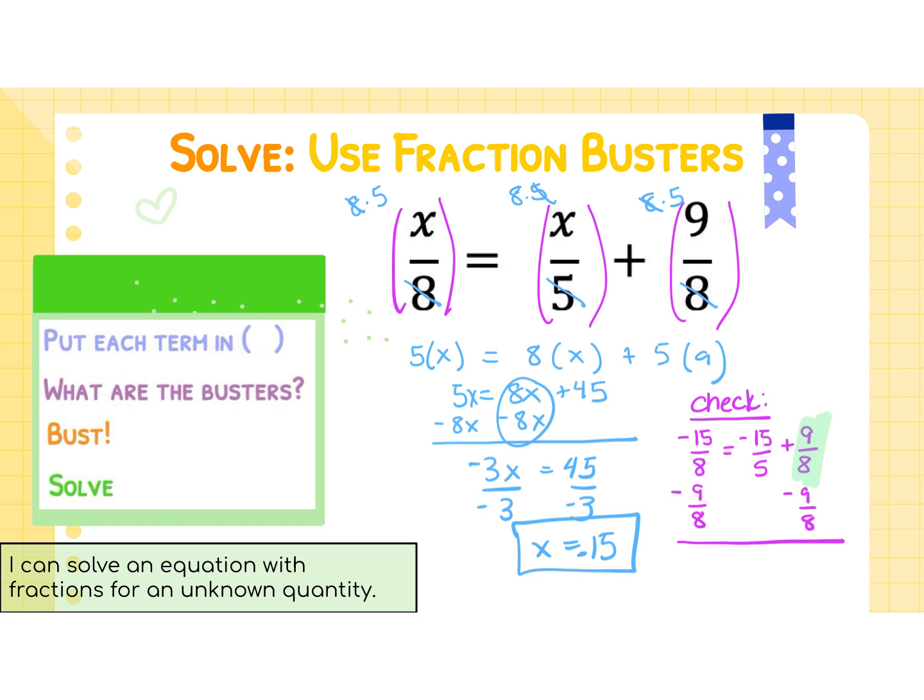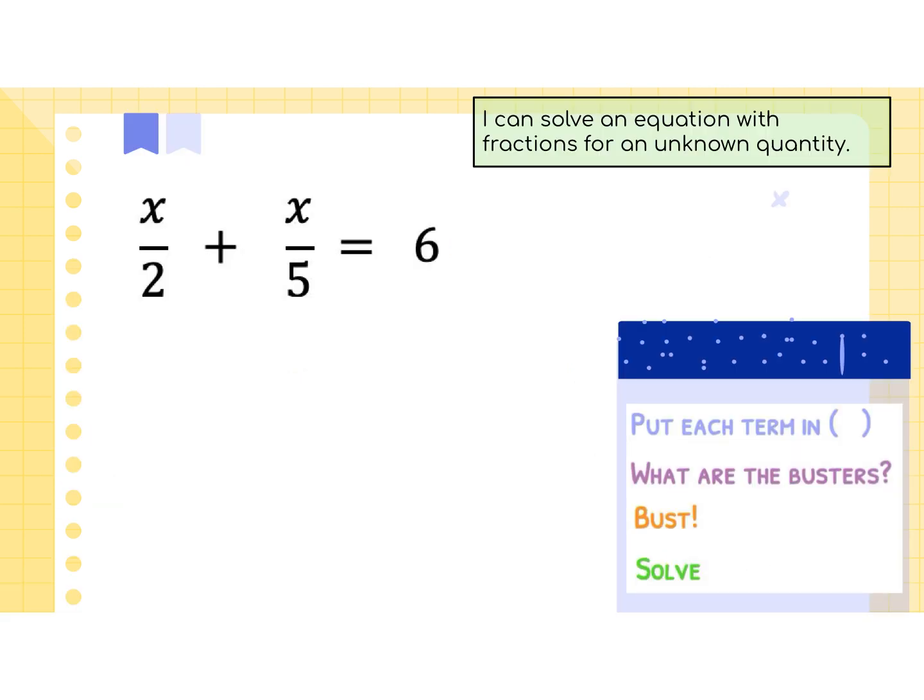So what I have left is negative 15 minus 9. So negative 15 plus a negative 9 is going to be equal to a negative 24 over 8. And that's going to equal negative 15 over 5. And that is negative 3 equals negative 3. So yay, it does work. So again, I would encourage you to give this one a try and then come back and see how you do.